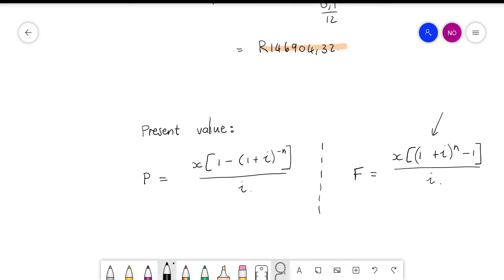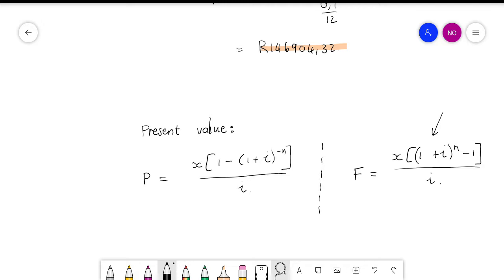Okay. Do you guys see that it's exactly the same? X is still your monthly payments. I is still your interest rate. And N, even though it has a negative in front of it, is still the amount of payments that you have to make. Okay, so the formulas look similar. Your job is to know which one you have to use.